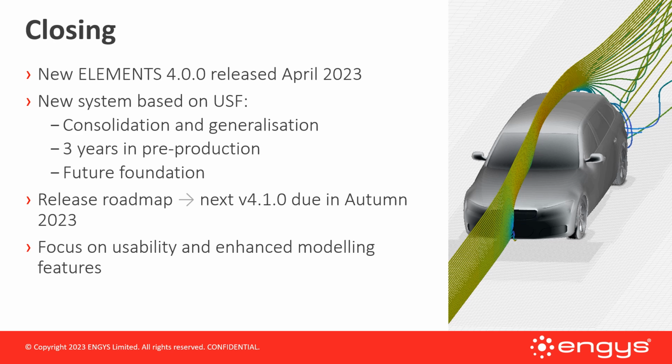As a summary, Elements v4 source code has a completely new system based on what we have called the Unified Solver Framework, which focuses on the consolidation and generalization of our code, better usability and enhanced modeling features for our customers. The next version will be Elements version 4.1, due in autumn 2023. We expect our customers to benefit a lot from this new chapter of our software roadmap.